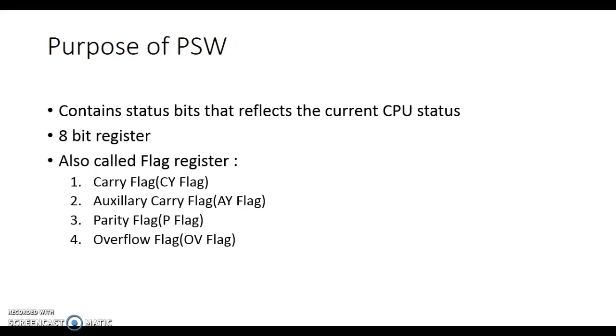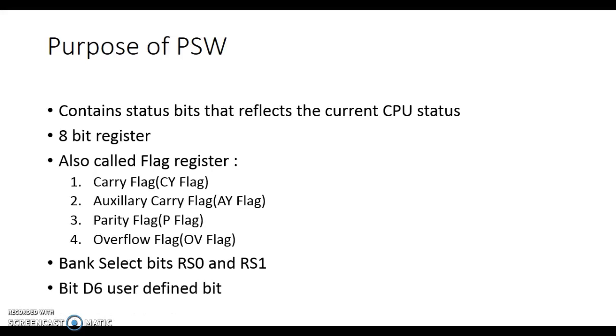Apart from these flags, condition bits D3 and D4 are named as RS0 and RS1 respectively. These bits are used to select different register banks available in 8051 microcontroller. Bit D5 is a user-defined bit which is used by the user to define a specific task or an operation.